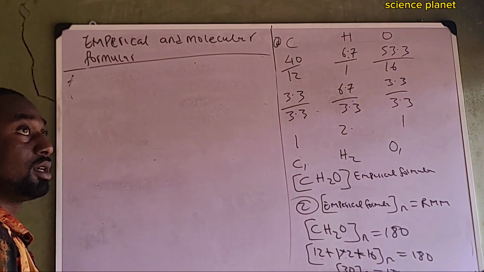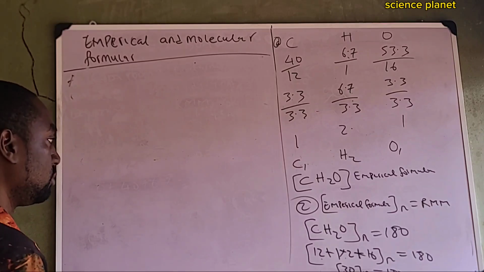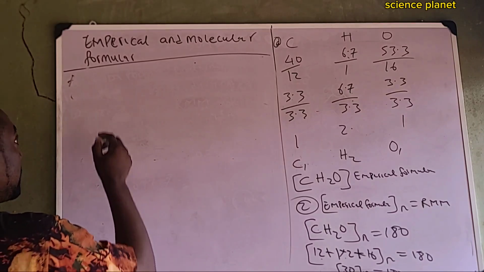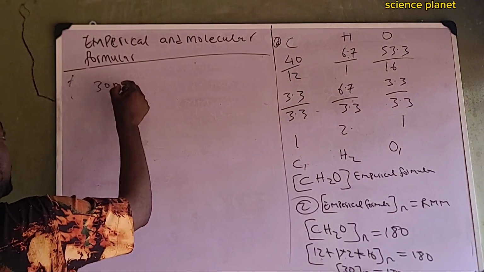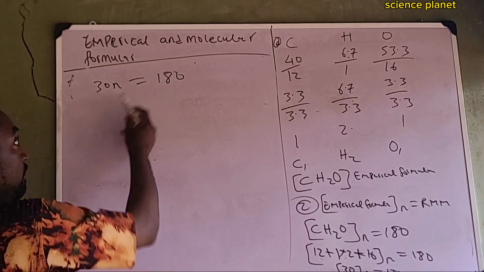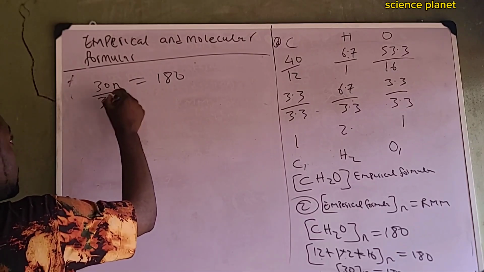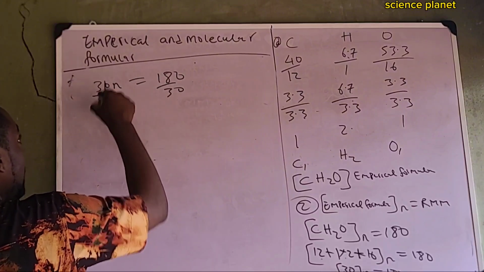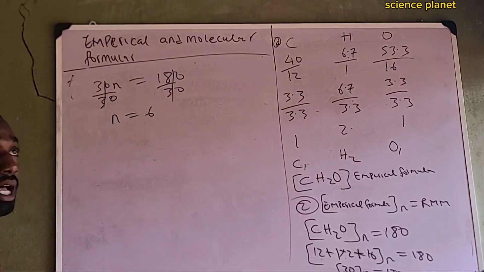As we don put them together now, you will come multiply them. So 30 times N will give us 30N equals 180. What will happen? You go divide both sides by the coefficient of N. Coefficient of N is 30. So 30 go here, 30 go here, and it is 6. N equals 6.